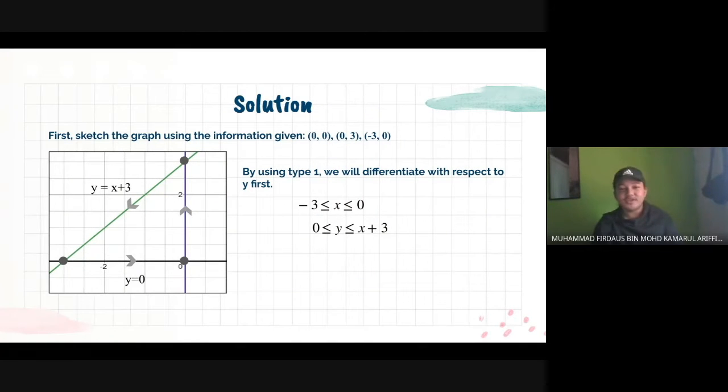Firstly, we sketch the graph according to the points given: (0, 0), (0, 3), and (-3, 0). We got a right angle triangle. Here we find the equation of the hypotenuse. We got y equals x plus 3, and we put out the boundaries. x is greater than or equal to -3 and less than or equal to 0, and y is greater than or equal to 0 and less than or equal to x plus 3.